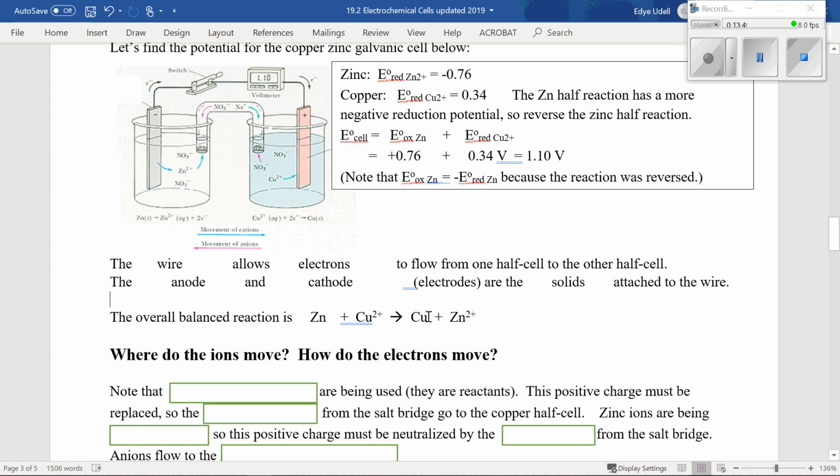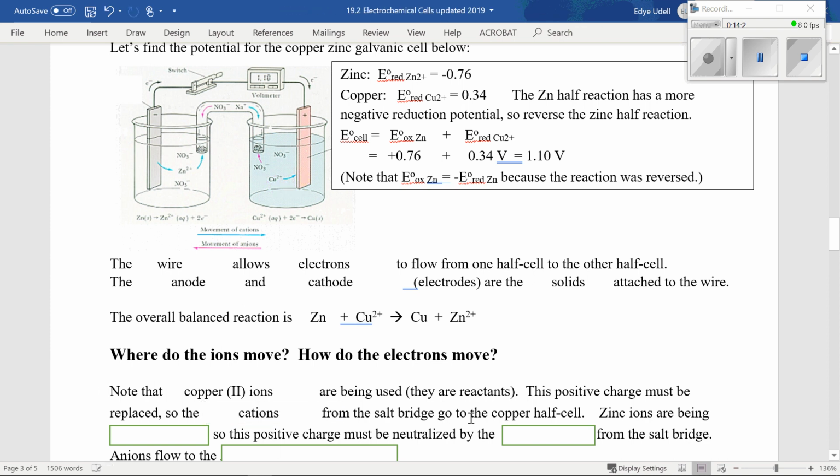So you want to notice who's being used and who's being created. So we're going to note that the copper 2 ions, these ions right here, are being used. They're reactants. So on this copper half cell, these copper ions are actually attaching onto this piece of metal. Sorry, that's not an anode. You're going to find out later, this is the cathode. But the copper 2 ions are going to attach onto here, so the copper 2 ions are coming out of solution. We need to replace that positive charge.